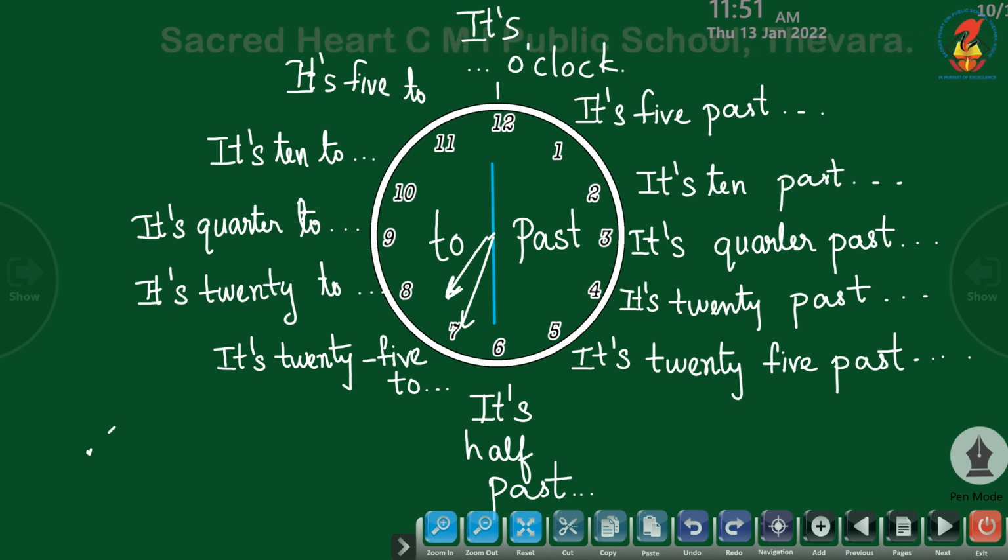When the longer hand is on 9, we can say it's quarter to the next hour. When the minute hand is on 10, we can say it's 10 minutes to the next hour. When the longer hand is on 11, we can say it's 5 minutes to the next hour. When the long hand is on 12 and the smaller hand is on 6, we can say that is 6 o'clock.